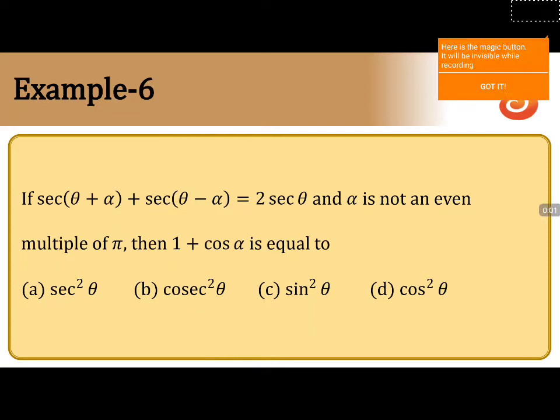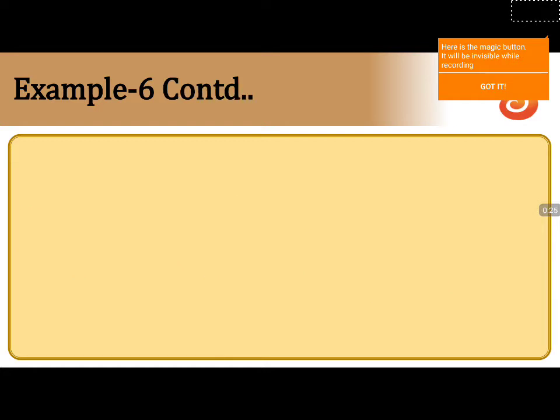In this problem, you have sec(θ + α) + sec(θ − α) = 2 sec θ. He is asking for 1 + cos α to be written in terms of θ. That means you have to separate θ and α from the above condition.